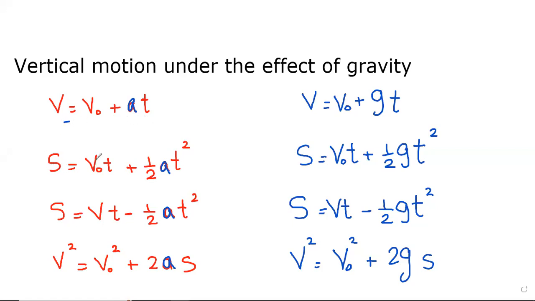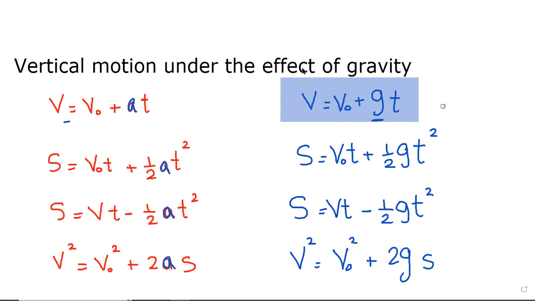And also S equals V initial T plus half AT squared, and S equals V final T minus half AT squared, and V squared equals V initial squared plus 2AS. We are going to replace the acceleration by the gravity in the threefold. So here, instead of V equals V initial plus AT, now V final equals V initial plus GT.